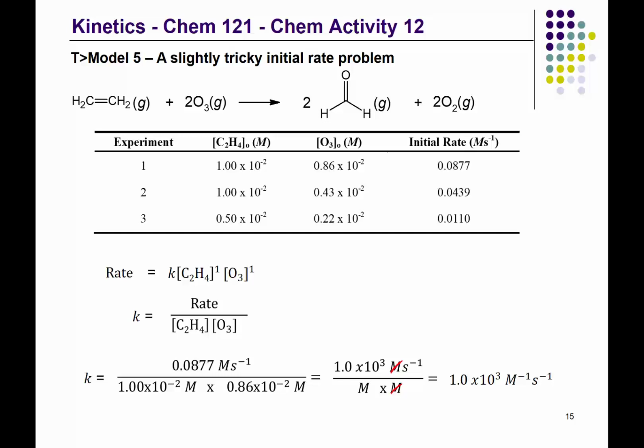Note that the units are entirely consistent with what we would expect for an overall second order reaction. So just to highlight here, the overall order is equal to 2, and that is entirely consistent with those units. I hope you have found this video helpful in reviewing the process to determine the rate law using the initial rate method, and also seeing a slightly more tricky example, which once you know how to do it, really isn't any more tricky.